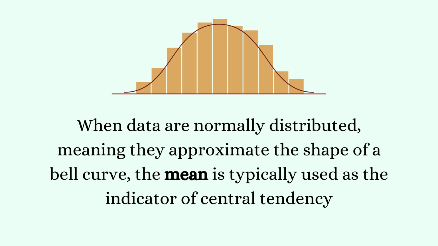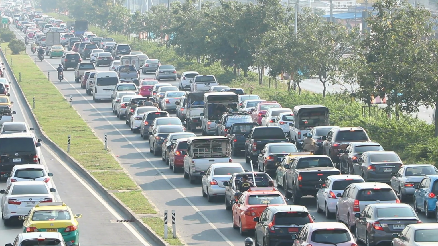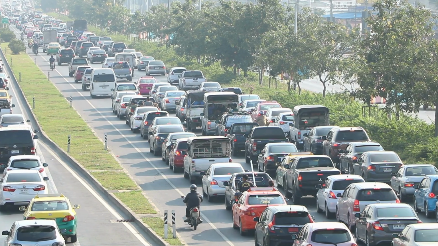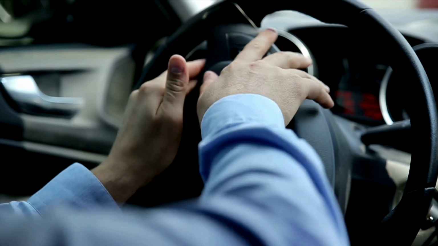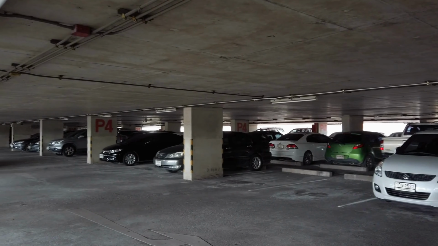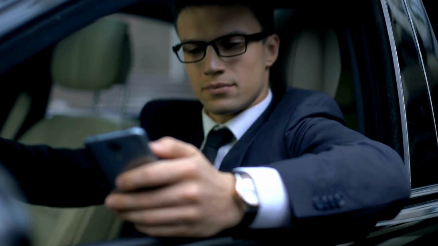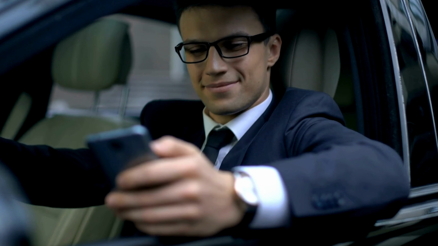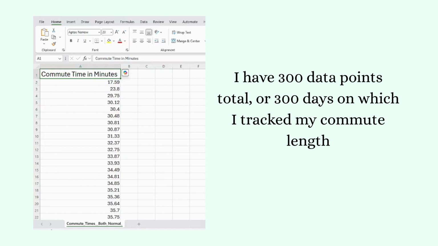Let's look at a concrete example using a simulated data set. Say I decide that I want to track how long it takes me to drive to work every day because my commute is very unpredictable and I want to get better at planning around it. So each morning after I park at work, I go into my notes app and write down how many minutes it took me to drive from my home to my office. After a year, I have 300 data points, or 300 days on which I tracked my commute to work.